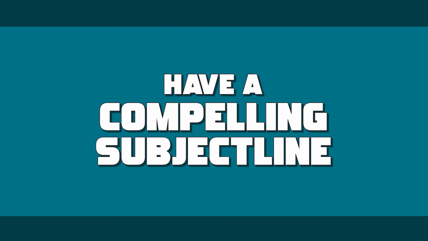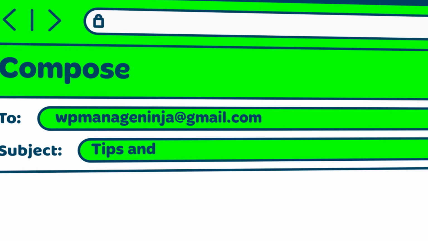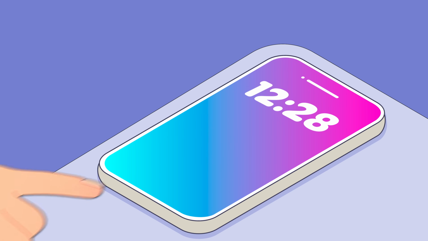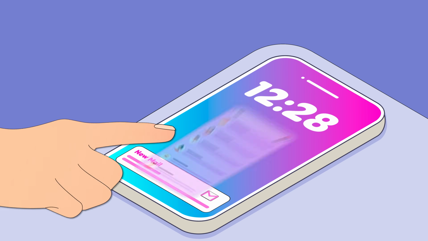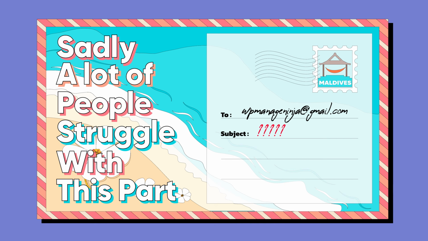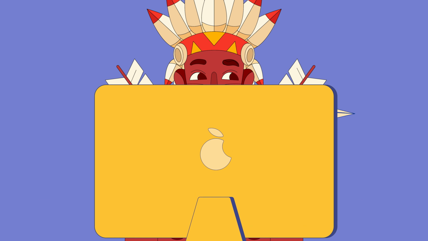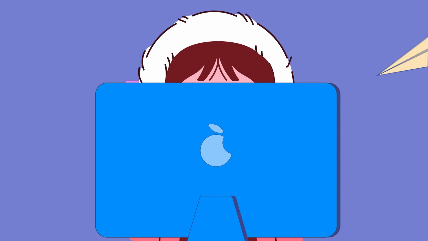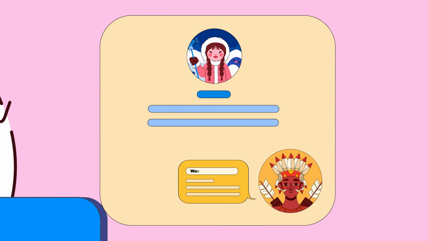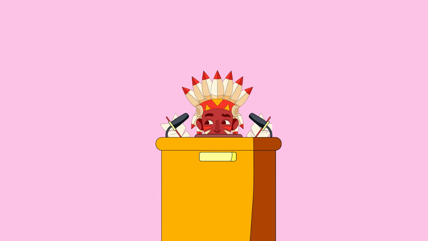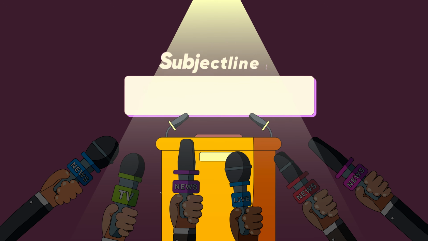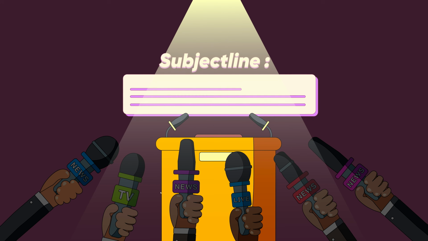Have a compelling subject line. Subject lines can make or break your email success. It's often the deciding factor on whether someone will open your email or not. Sadly, a lot of people struggle with this part. Subject lines are especially important if you are reaching out to someone for the first time. The recipient doesn't know who you are and can only judge you from your subject line. So, how do you write a good subject line? Be clear and direct. Don't be afraid to take up the whole subject line.